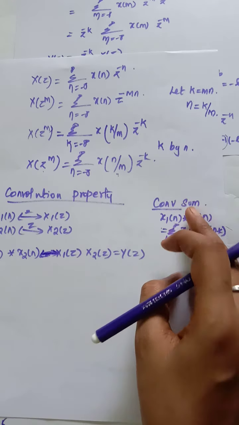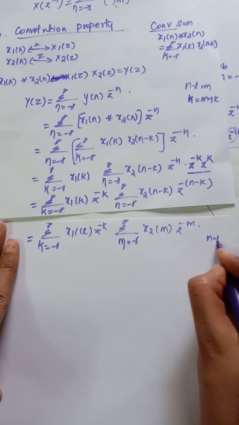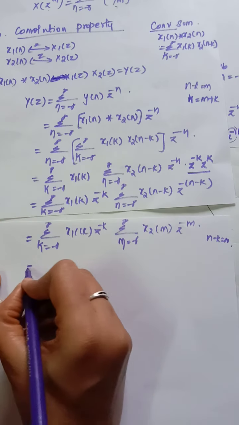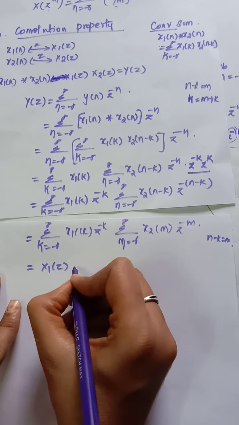So here I am going to change this summation as summation k equal to minus infinity to plus infinity x1 of k z power minus k, and instead of n minus k, I am going to have summation m equal to minus infinity to infinity x2 of m z power minus m, that is n minus k equal to m. Now this is nothing but X1 of z into X2 of z. So this is your Y of z. So we have proved it, that is, the convolution of the signals in time domain is equivalent to multiplication of the signals in frequency domain.